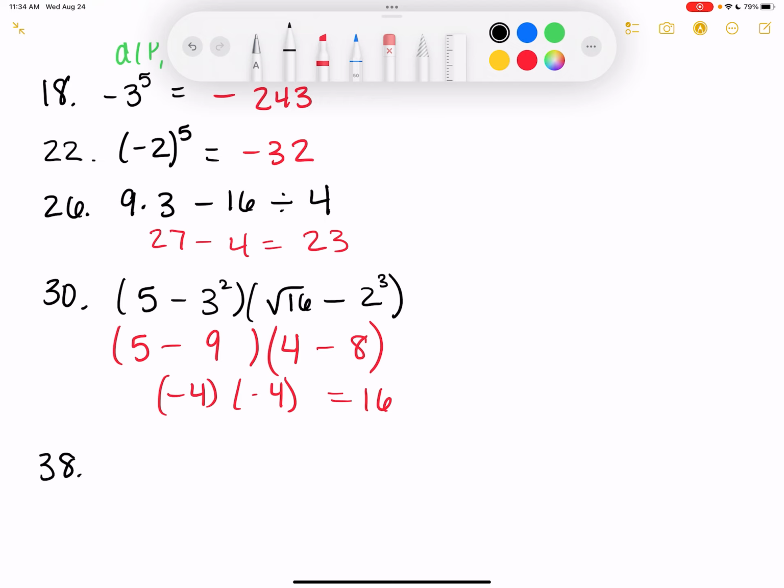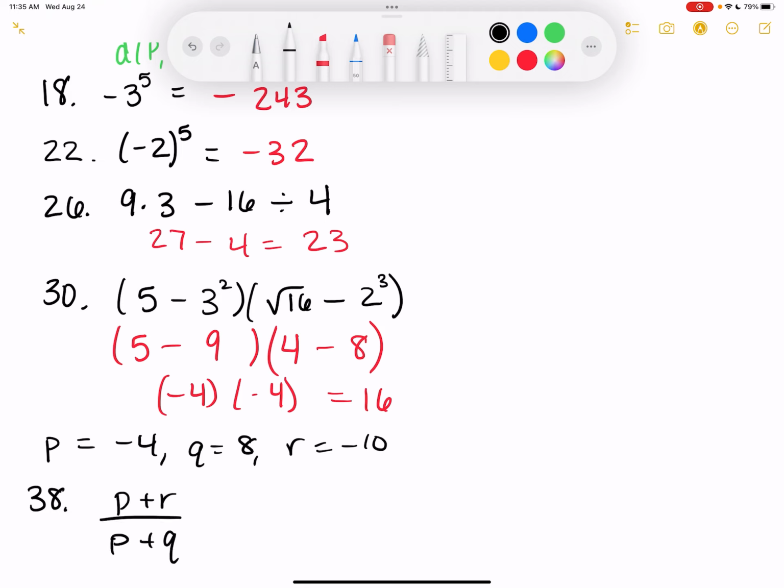All right, so with these next ones, we're told that P is equal to -4, Q is equal to 8, and R is equal to -10. And we're going to use those to substitute into the problem. So 38, P plus R over P plus Q.